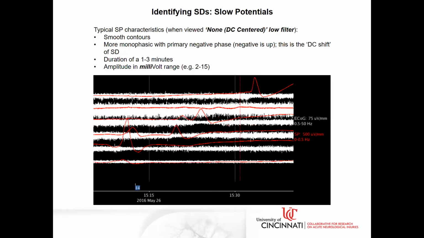When we look at the slow potentials using the DC centered display with no filtering, the characteristics change a little bit in the sense that the amplitude of the waveforms becomes much larger, now in the range of several millivolts to up to 10 to 15. And the shape also changes from a triphasic shape to a predominant single negative phase, as shown here. The second, here's another one.